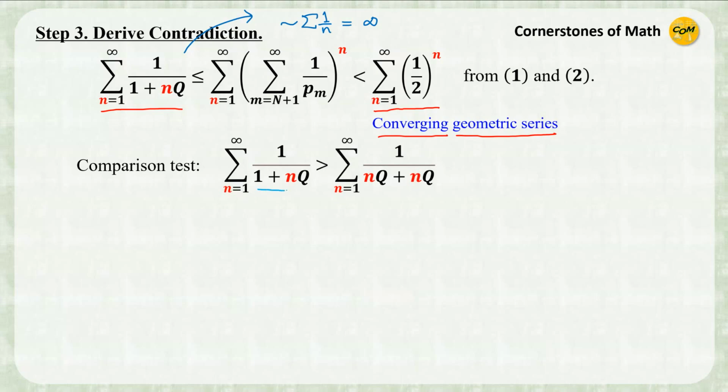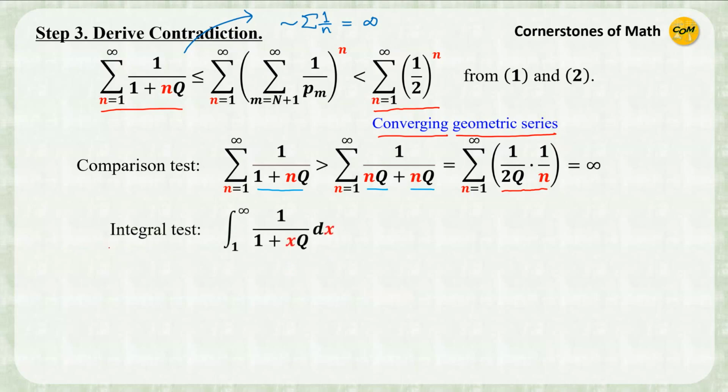Notice that 1 over 1 plus nq is greater than 1 over nq plus nq. So we have greater than the summation of 1 over 2q times 1 over n, which is a diverging series. Or we can even use the integral test, where the convergence of the series can be determined by the convergence of the improper integral of 1 over 1 plus xq from 1 to infinity. If we do the integral, we obtain this antiderivative, which diverges. In any way, we know that the series on the leftmost side diverges.